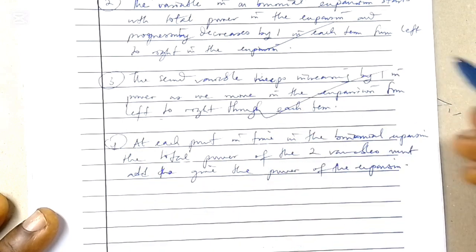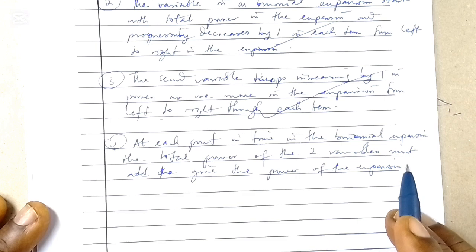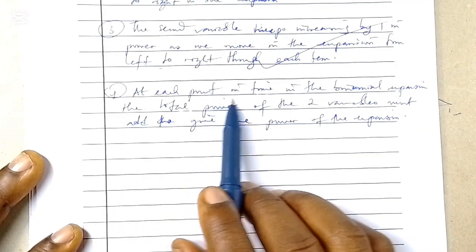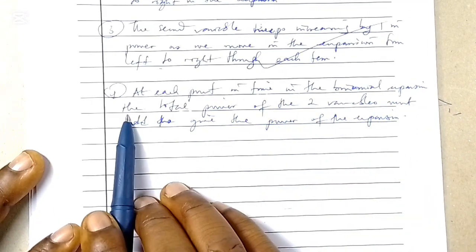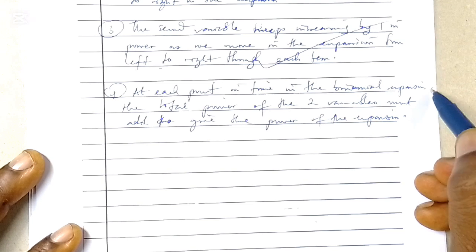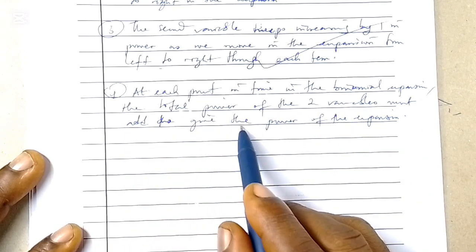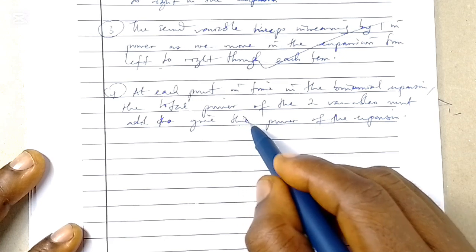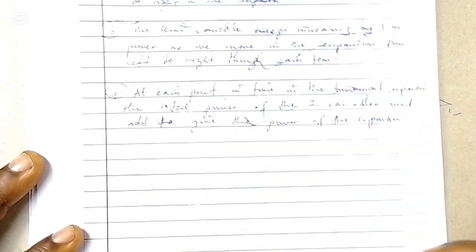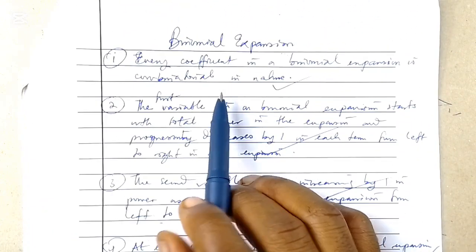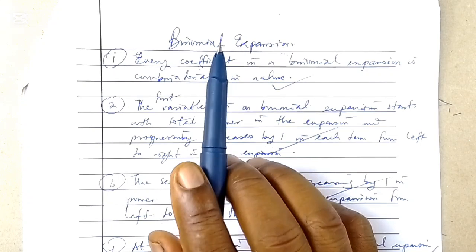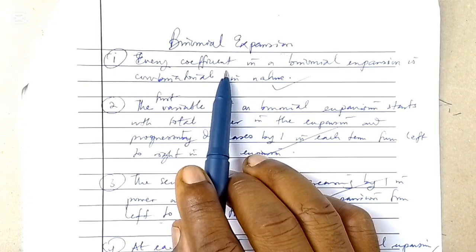We have already used this in Pascal's triangle. Check. At each point in time in the binomial expansion, the total power of the two variables must add to give the power of the expansion. Check. We've already used this previously. So I told you this is the only difference between the Pascal's triangle and the binomial expansion.